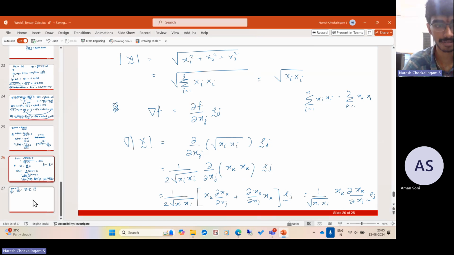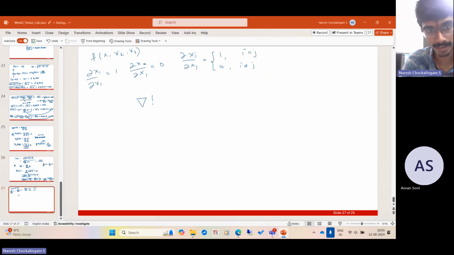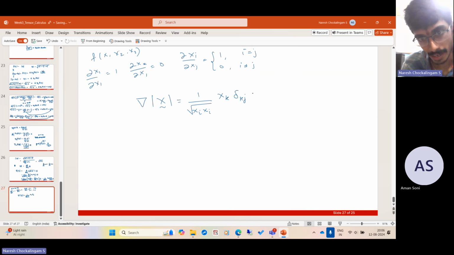So you write grad of magnitude of x as 1 by square root of xi xi, and here you have xk delta kj ej. The Kronecker delta is equal to 1 if k is equal to j, otherwise it is 0, which means wherever you have k, you can replace it with j. This is basically xj ej by square root of xi xi. Sorry, it's not a vector. xi xi is a scalar.